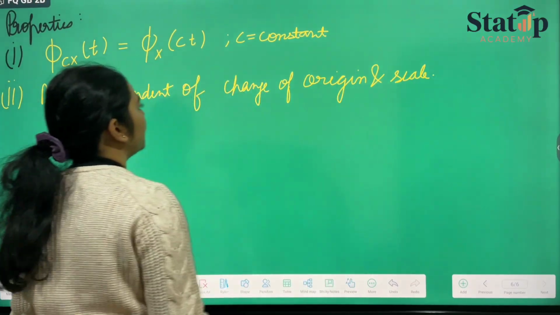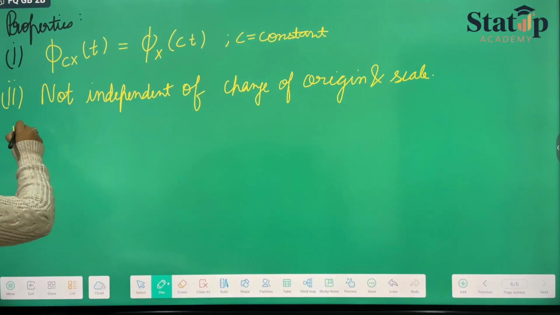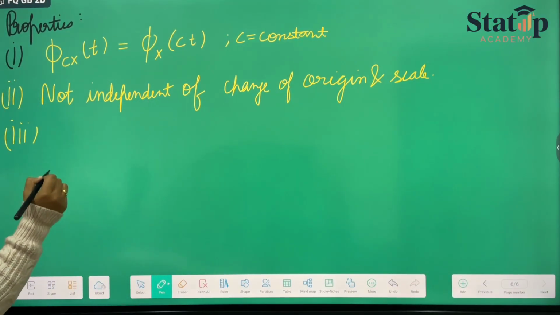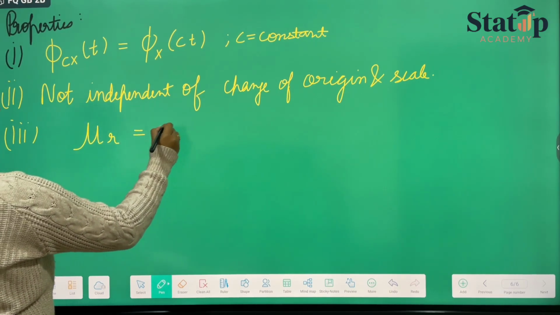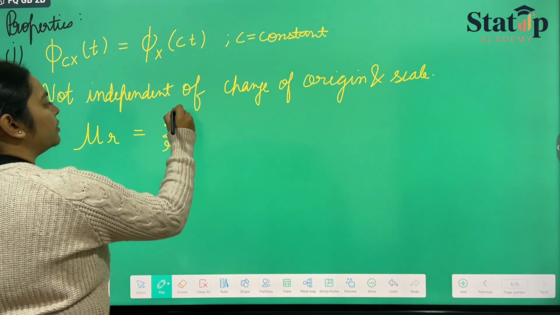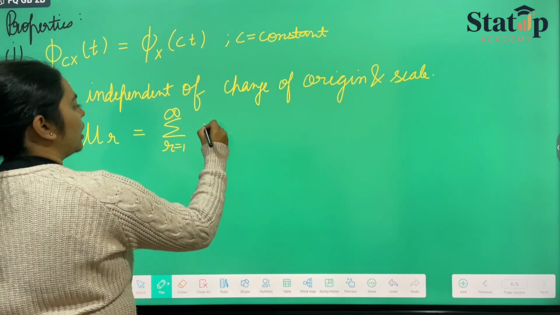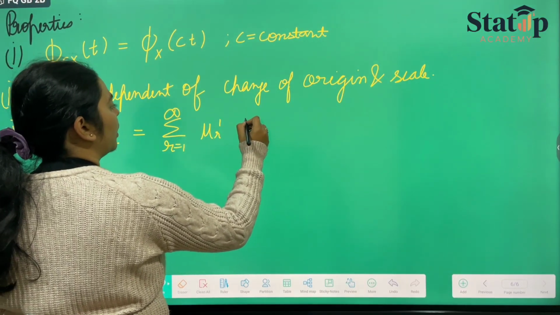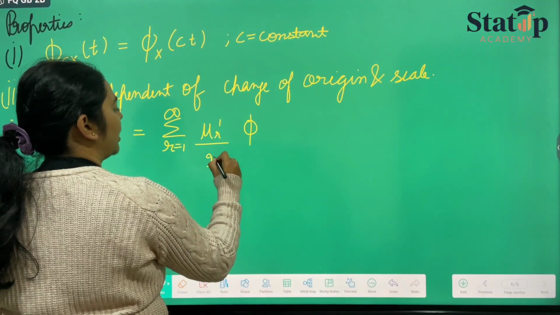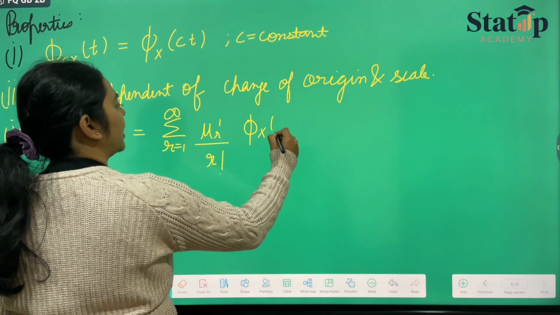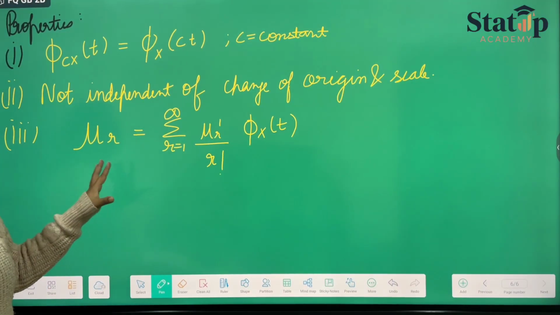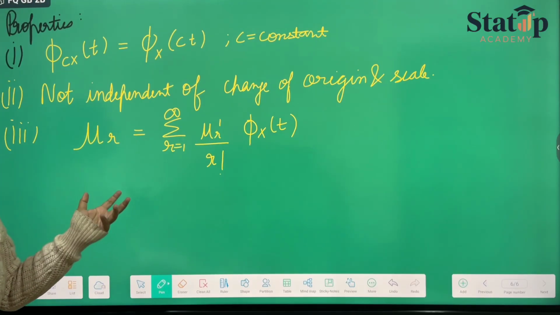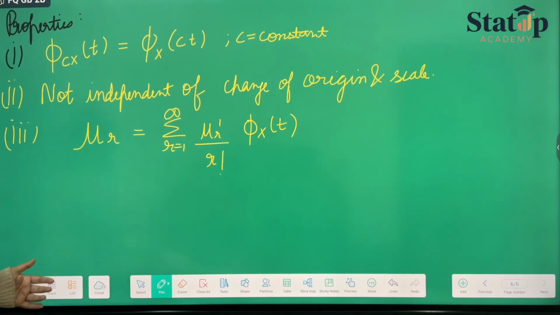This is one property. Then there comes another property where we can calculate our moments by mu r dash is nothing but summation over r goes from 1 to infinity of mu r dash into the characteristic function upon r factorial, phi x t. This is our characteristic function. This is how we calculate the moment of rth order.